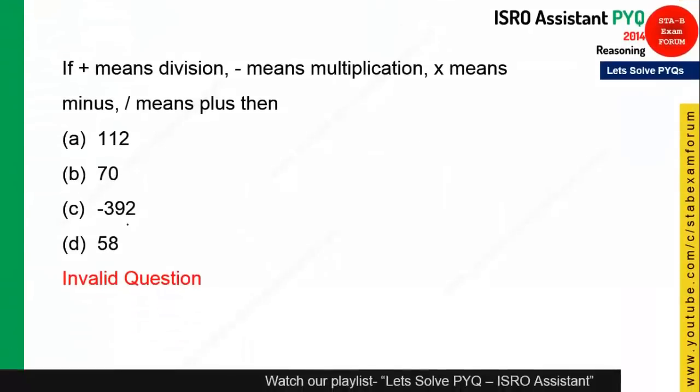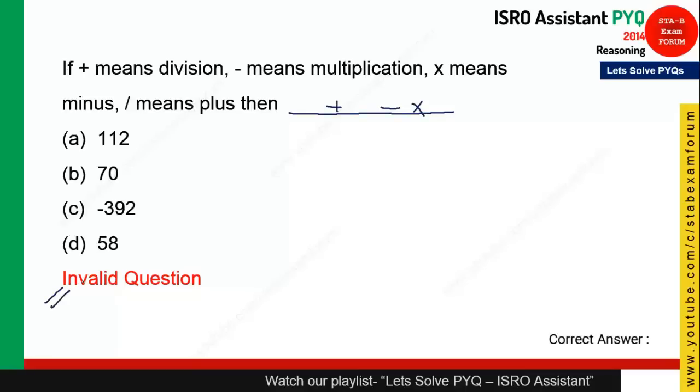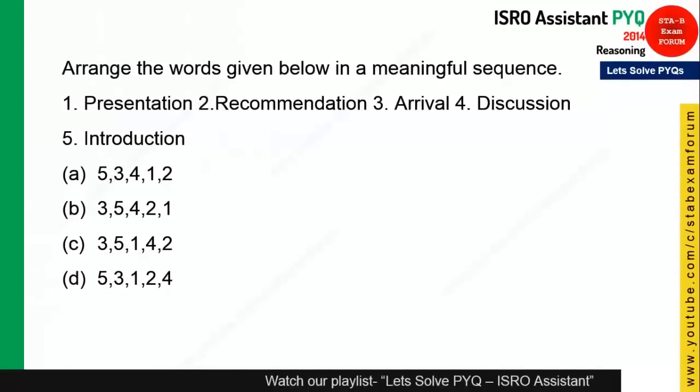Student, this question was in the question paper, but this question is invalid. Why? Because no equation is given. Some equation should be given having plus, minus, multiply, then you can answer this question. So this question is invalid in that paper. Okay, let's see the next question, and your time starts now.